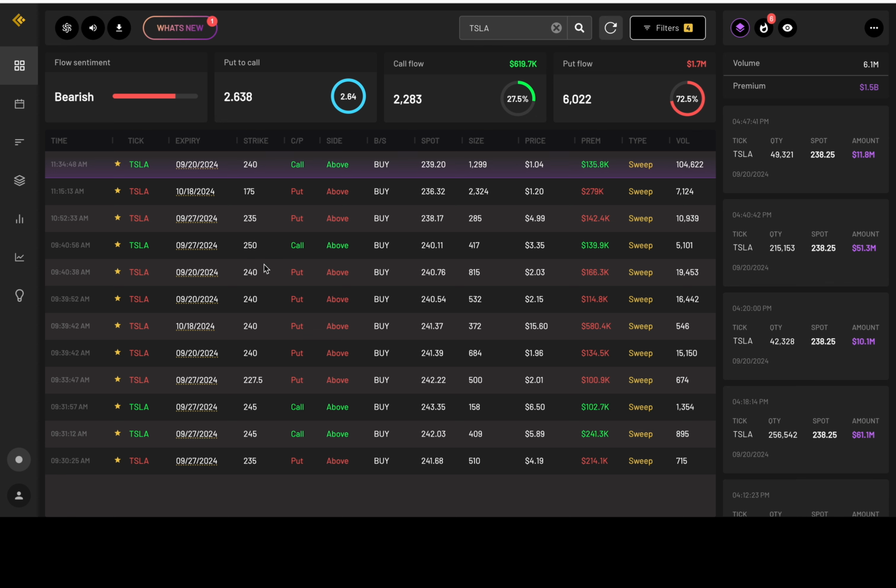Not too out the money. 245 strike price, 250 strike price. But the puts, we got one for 175. Wow. We got some for 240. So not too aggressive. 227, 235. Yep, definitely more puts than calls still.